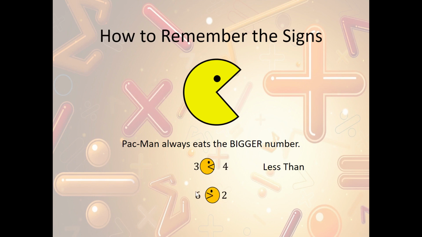So we have 6 being bigger, and we read it from left to right, so we say 6 is bigger than 2, or 6 is greater than 2. So that's one way we can remember the signs.